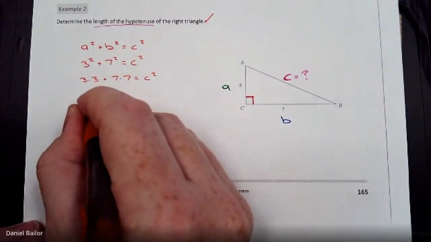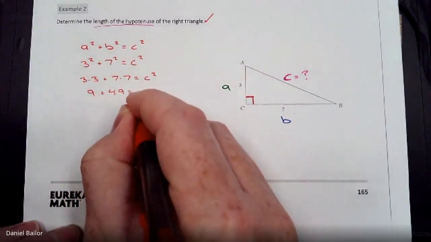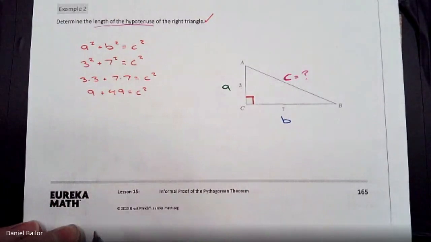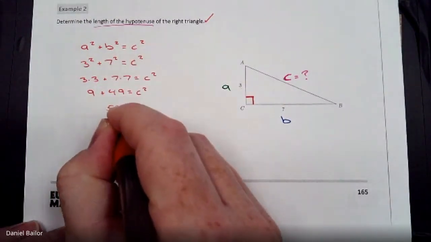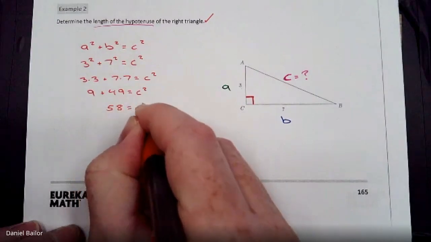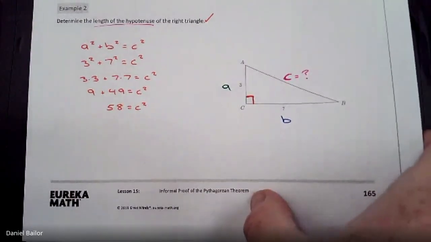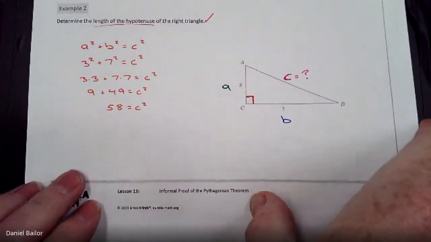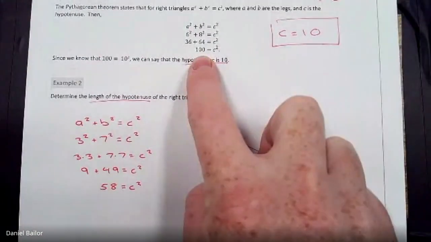3 times 3 is 9. 7 times 7 is 49. So we have 9 plus 49 equals c squared. 9 plus 49 is 58. So we have 58 equals c squared. Now for example 1, we could find c exactly because 100, remember, is a perfect square. We know 100 is 10 times 10.